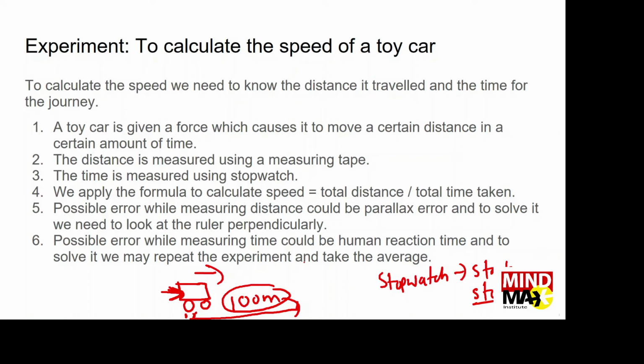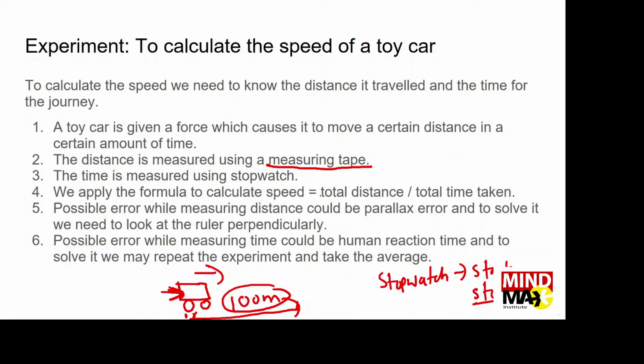So you already measured the distance of 100 meters before setting up your track. How did you measure this? You used a measuring tape, and the stopwatch was used to measure the time taken to complete the 100 meters, right? So what else do we do to find the speed? As usual, we use the formula total distance by total time. This will give us the average speed of the toy car.